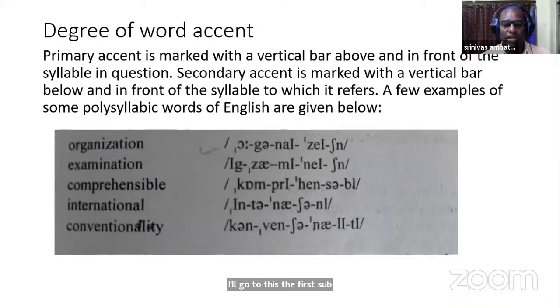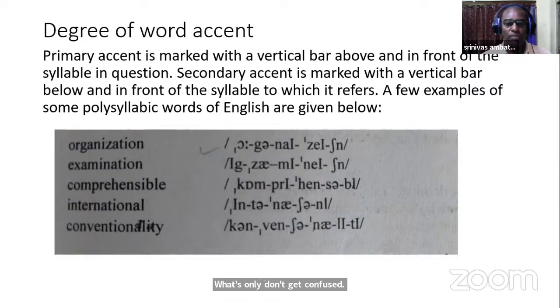Word accent, accent, stress, or word stress. All four are the same. Please remember, don't get confused. If they say discuss the word stress, it is the same. Word accent is the same. Only stress is the same. Only accent is the same. Don't get confused. I hope you remember this point.